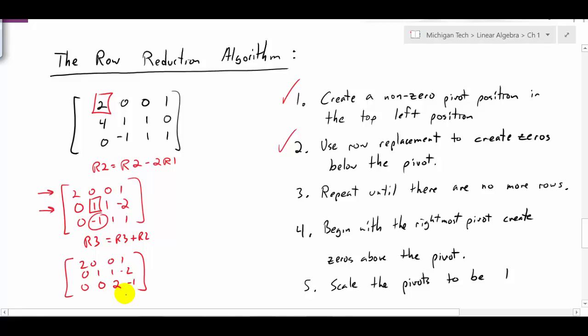So now I've taken care of the first 2 rows. I look at this third row. I say here is my pivot position. And I've gotten to the bottom, so I don't have to worry about creating zeros below it. So really I'm done with this first stage of this algorithm.